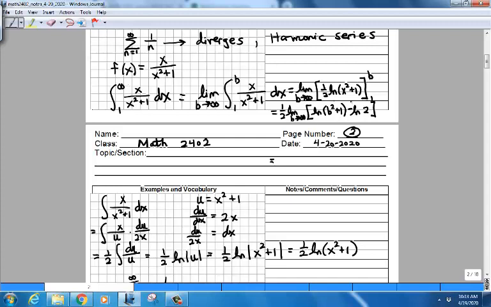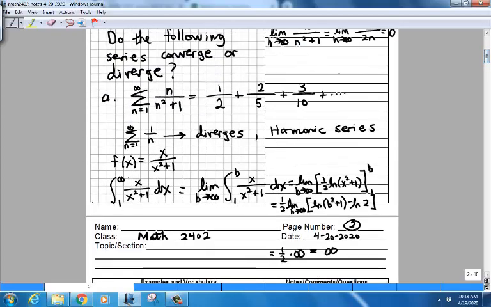So to make a long story short, this limit is going to be infinity, because natural log of b squared plus 1 is going to infinity as b goes to infinity, and of course natural log of 2 is just a constant. So you end up with this limit being 1/2 times infinity, which is infinity, of course. So that means that our improper integral diverges, right? It does not have a finite value. So that means the original series also is going to diverge. So there's the answer to the question.